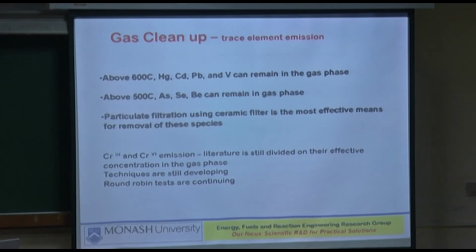Particulate filtration using ceramic filter is the most effective means of removal of these species, provided you are doing it below those temperatures. If you are doing it below those temperatures, then at the same time you are also taking out the halides, the alkalis and ammonia.